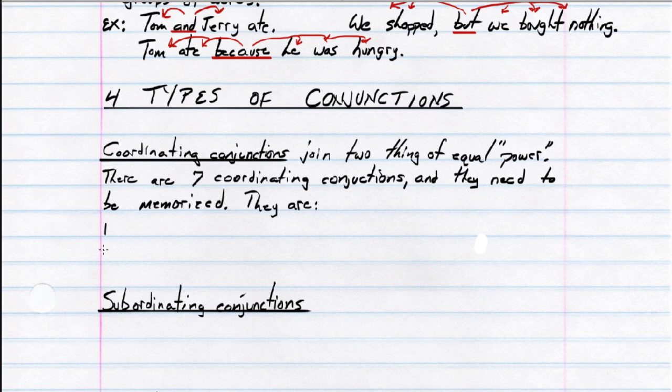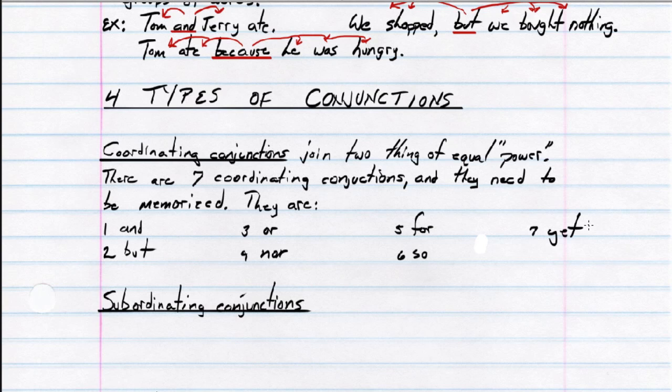Let's go ahead and put down the number 1, the number 2, the number 3, the number 4, the number 5, number 6, and the number 7. So the seven coordinating conjunctions are and, but, or, nor, for, so, yet. I'll say that again. They are and, but, or, nor, for, so, yet.